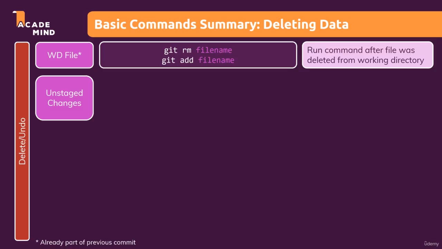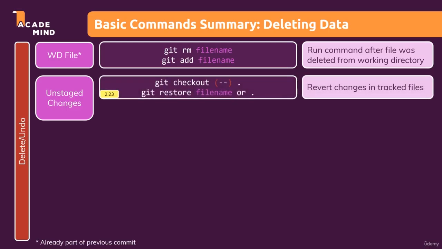We can also undo unstaged changes, meaning changes only made in our working directory. This means we either edited an existing file, which was part of a previous commit, and added some more code to it, for example, or we added a new file to our working directory. Both cases, either editing an existing file or adding new files, happened in a way that we didn't add these changes to our staging area.